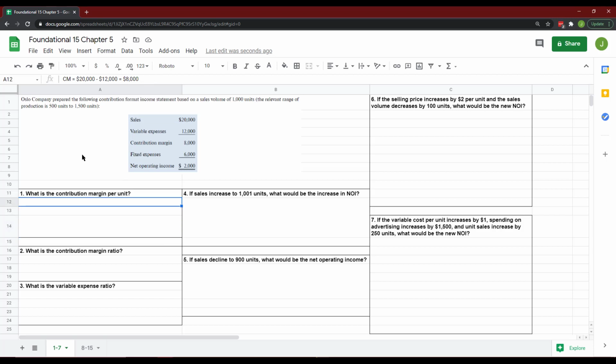All right, so for this one, we're given Oslo Company's information. It says they prepared the following contribution format income statement based on a sales volume of 1,000 units, and the relevant range of production is 500 units to 1,500 units. So sales is $20,000 at a level of 1,000 units. Variable expenses, $12,000. That gives us a contribution margin of 8,000. Fixed expenses of 6,000, leaving us with a net operating income of $2,000. So the first question is, what is the contribution margin per unit?